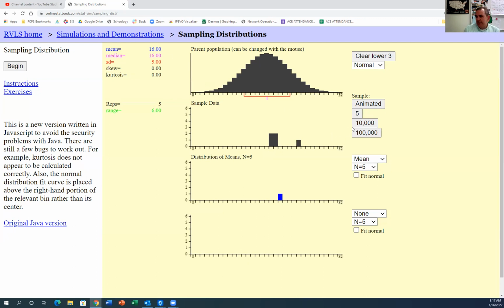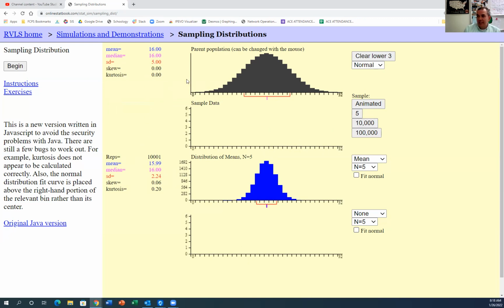Now I'm going to do this thing 10,000 more times. It's not going to really appear here, it's just going to appear down here. Watch. Okay, so now I've done this thing 10,001 times. And it's told me that the mean of this is 15.99. Well, that's pretty darn close to the mean of the actual distribution. It has a standard deviation of 2 as opposed to a standard deviation of 5.